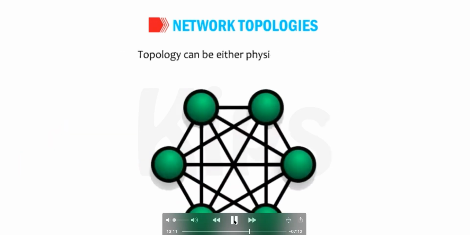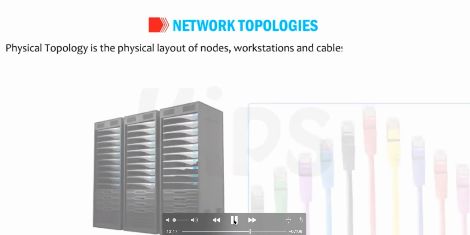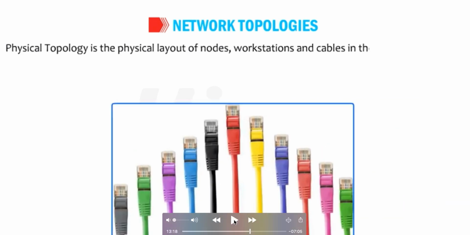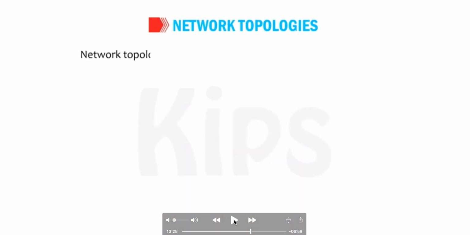Topology can be either physical or logical. Physical topology is the physical layout of the nodes, workstations and cables in the network, whereas logical topology is the way information flows between the different components. Understood, students? Network topologies are categorized into the following basic types.